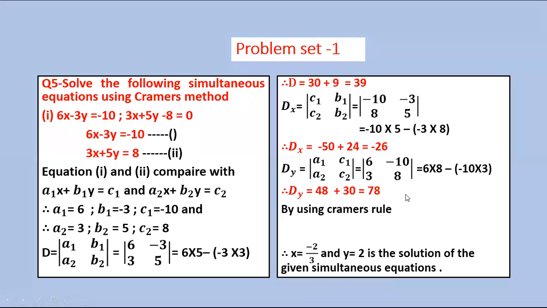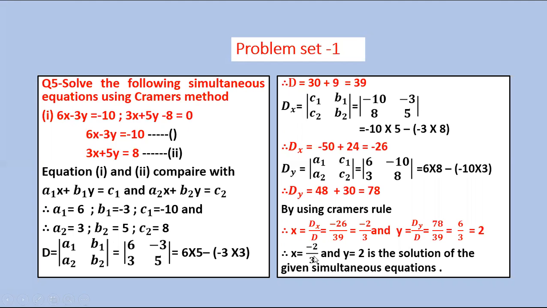By using Cramer's rule, x is equal to Dx upon D is equal to minus 26 upon 39. Divide by 13 in numerator and denominator. 13 twos are 26, 13 threes are 39. Then we get x is equal to minus 2 upon 3. And y is equal to Dy upon D. Dy is 78 upon 39, divided by 3. 13 sixes are 78, 13 threes are 39. Therefore, y is equal to 2.